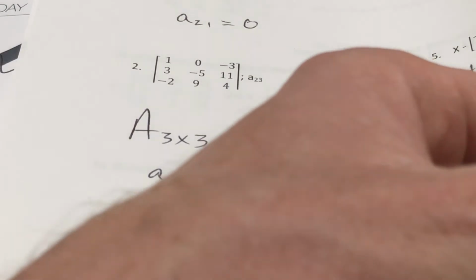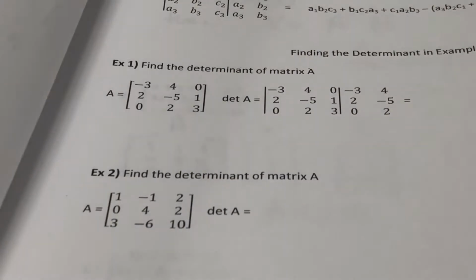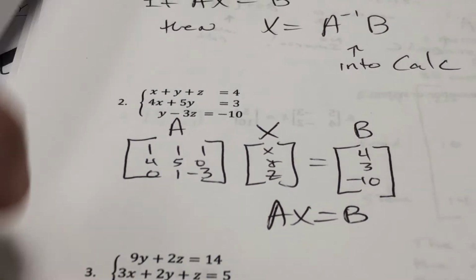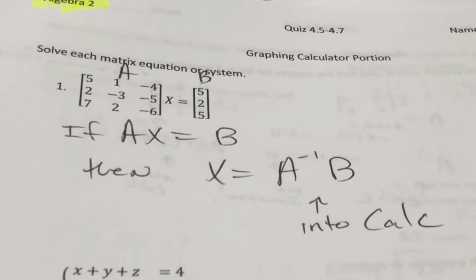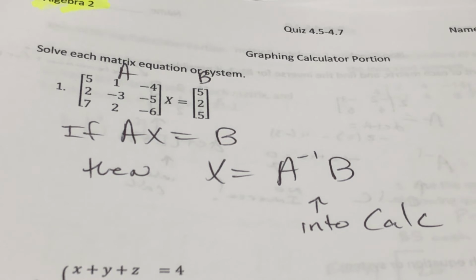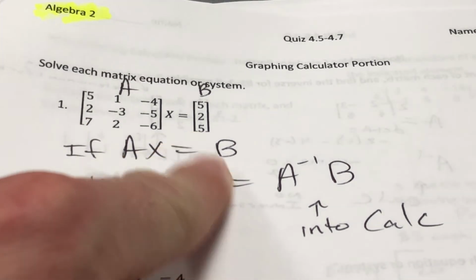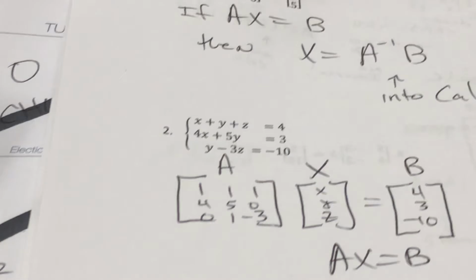All right, you don't have this one anymore, so we're going to keep moving. You don't have that one either. All right, so again, I just gave you some. This is already A times X equals B, so you just need to type in A inverse B. This is matrix A, that's matrix B. Type it in your calculator.